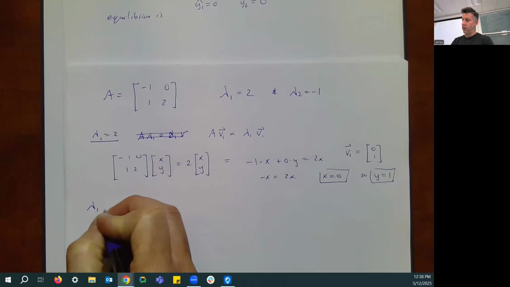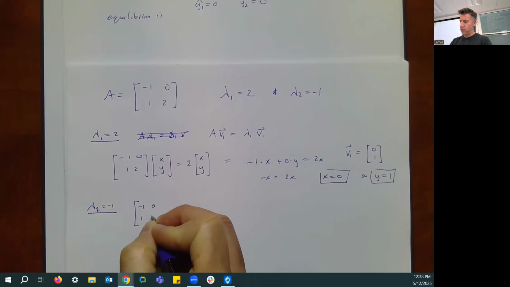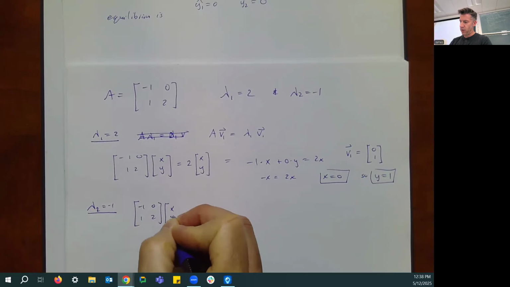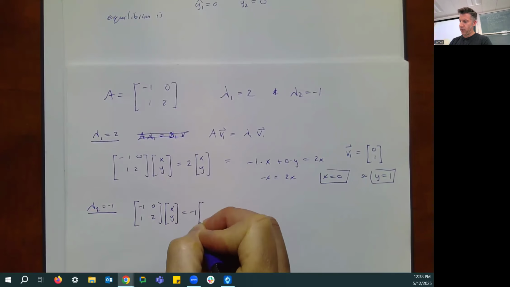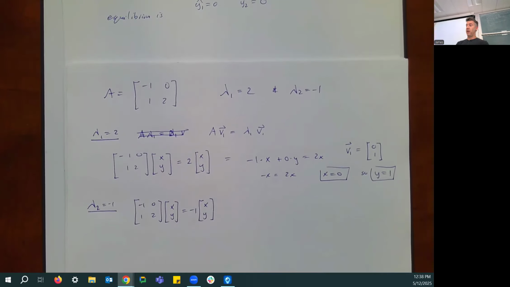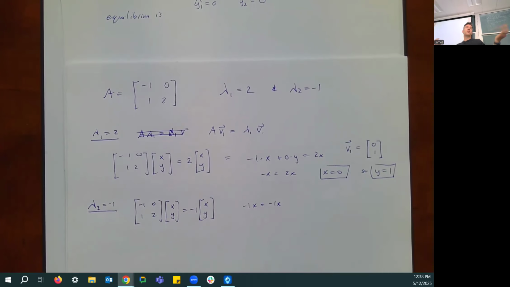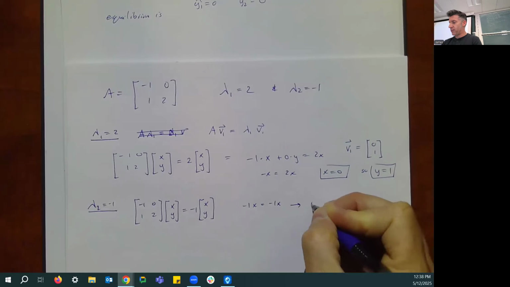For the other eigenvalue, lambda2 equal to -1, same deal: -1, 0, 1, 2 times our vector is equal to -1 times our vector. In this case, we should skip writing down the first equation because it is -1 times x plus 0 times y equals -1 times x, and that doesn't tell us anything. Knowing that -1 times x equals -1 times x doesn't restrict what x can be at all. x could literally be anything. So could y, because y isn't even in the equation. So this tells us nothing.